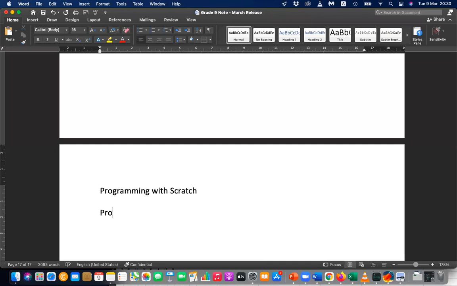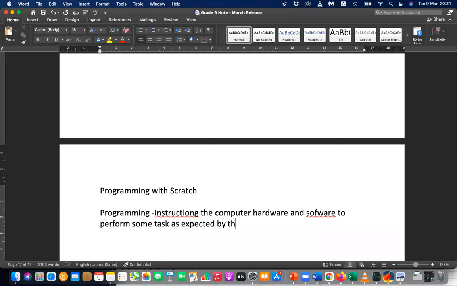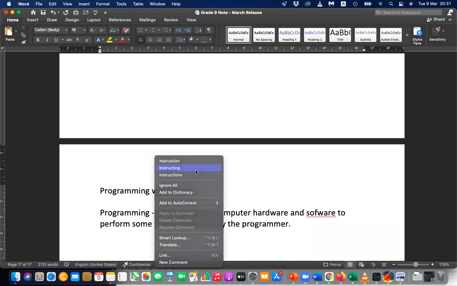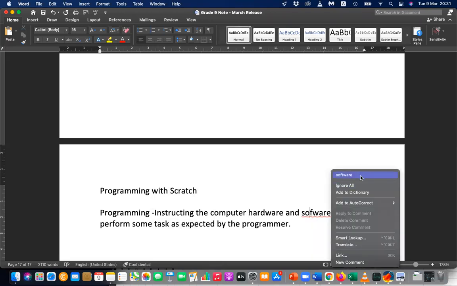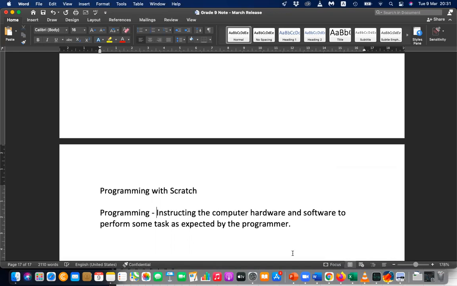Simply, programming means instructing the computer hardware and software to perform some task as expected by the programmer. That is called programming. Instructing the computer hardware and software to do something or perform some task as expected by the programmer is called programming.